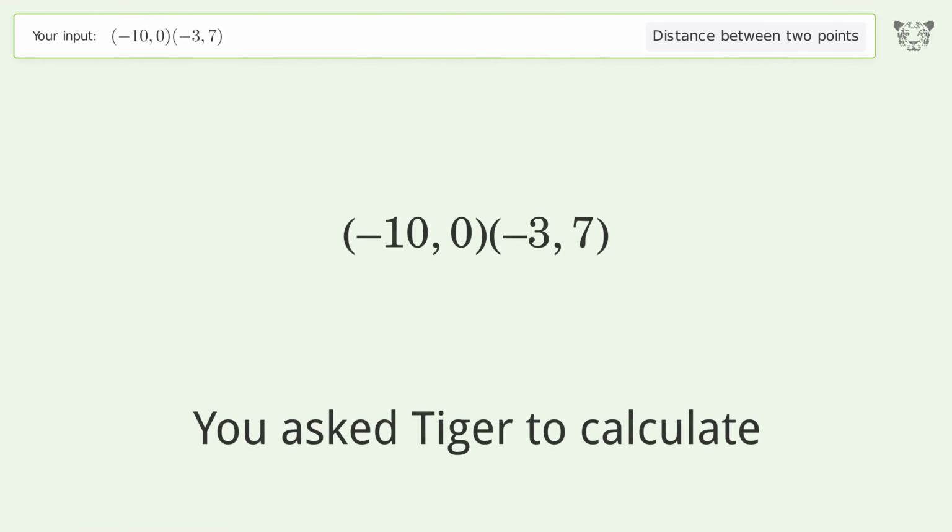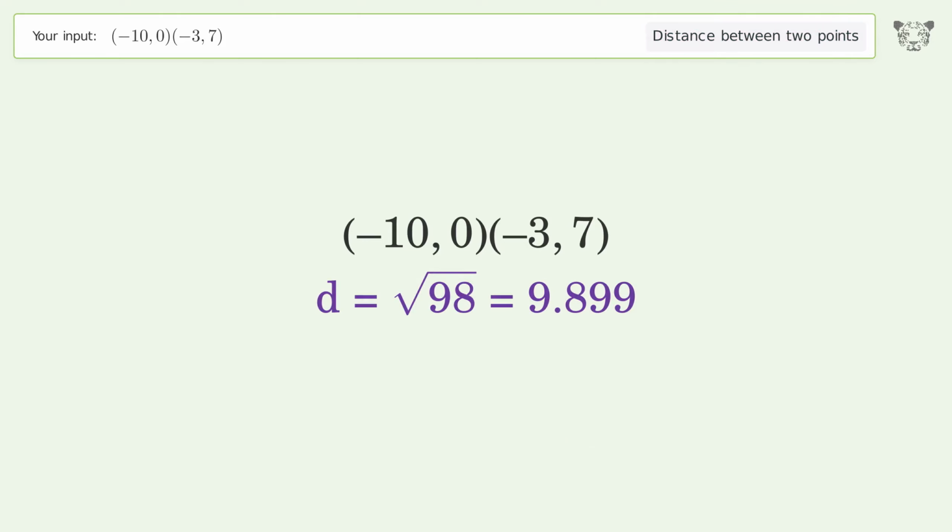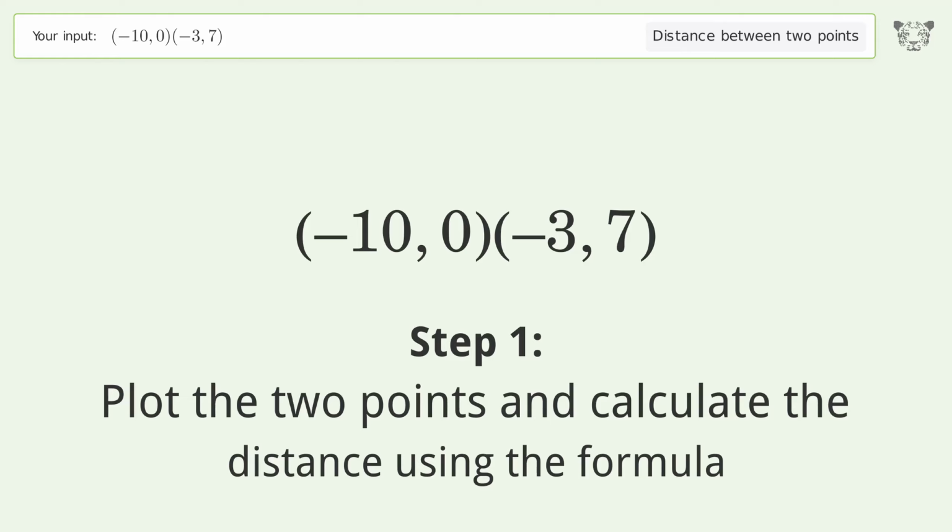You ask Tiger to calculate. This deals with the distance between 2 points. The distance between the 2 points is the square root of 98, or 9.899. Let's solve it step by step. Plot the 2 points and calculate the distance using the formula.